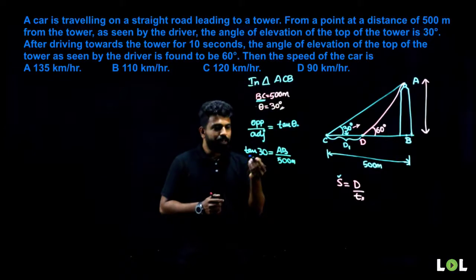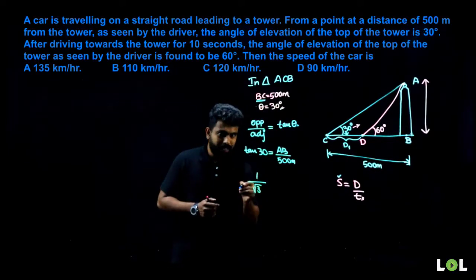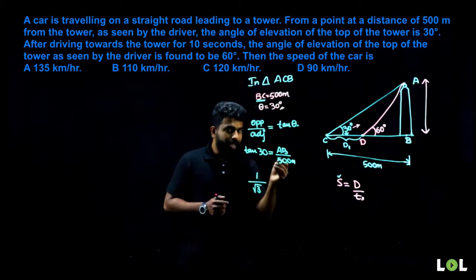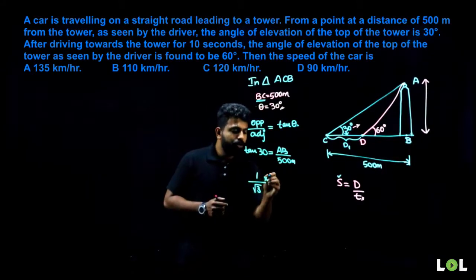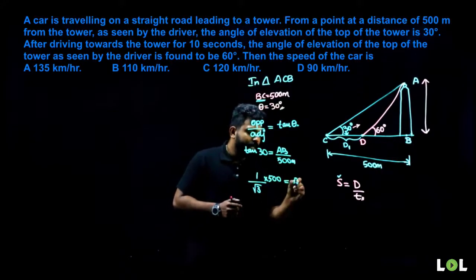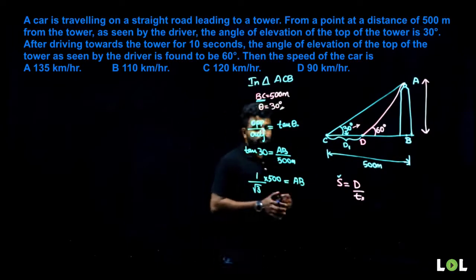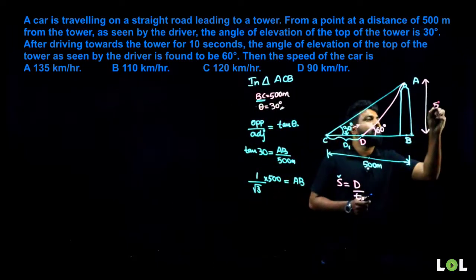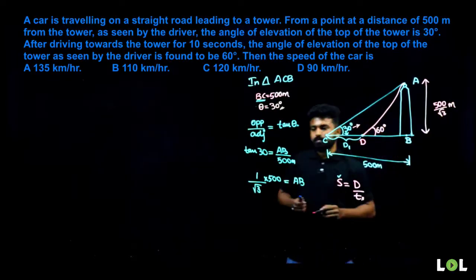So what is tan 30? Tan 30 is 1 upon root 3. That is equal to AB by 500. If I take my 500 to the other side, it will become 500 by root 3. And that will be my AB, that is nothing but the length of my tower here. Now I know the length of my tower as 500 by root 3 meters.